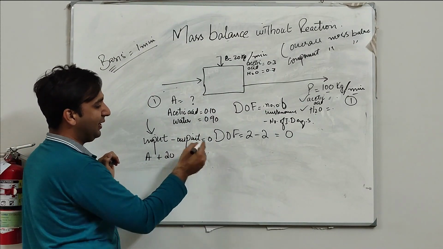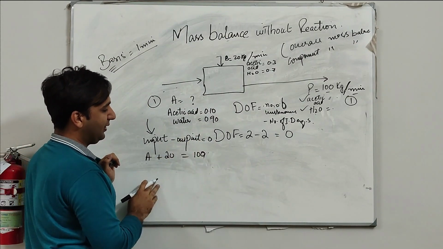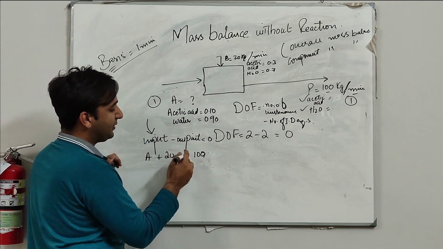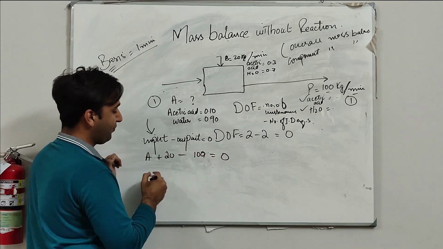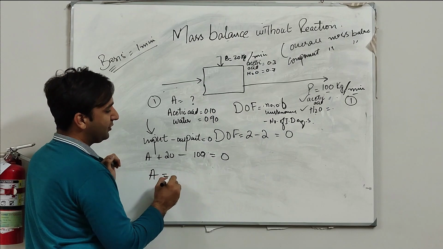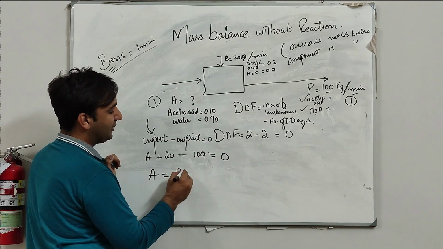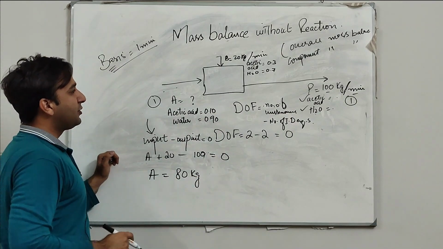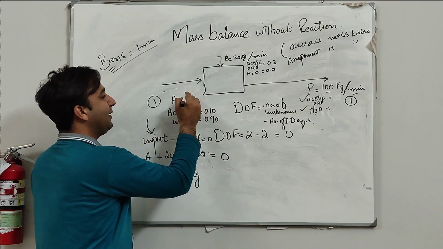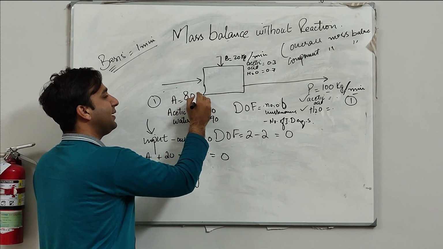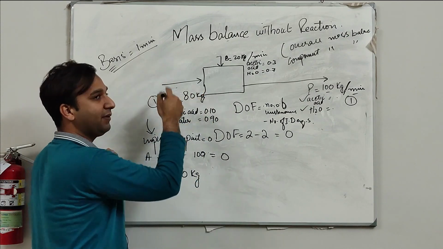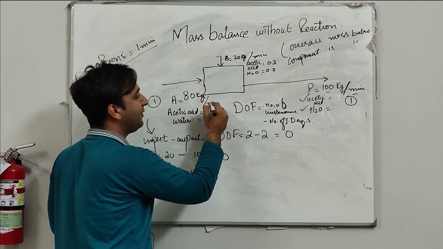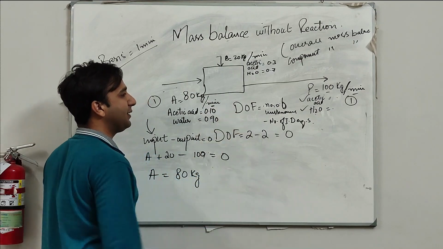As already written, input minus output is equal to 0, so A plus 20 minus 100 is equal to 0. If we solve it, the answer will be 80 kg. So A will be 80 kgs, or in the form of basis, 80 kgs per minute.